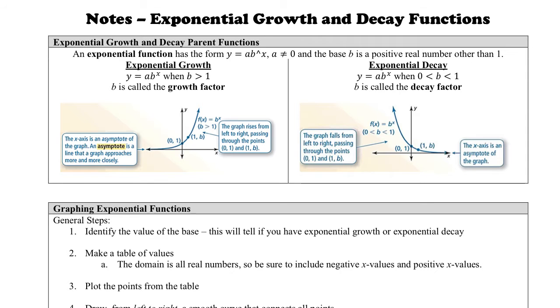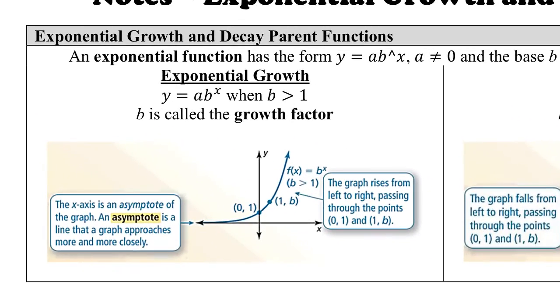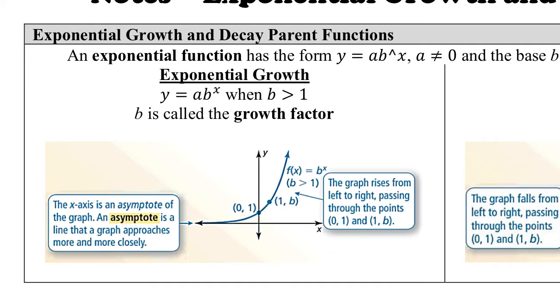Exponential growth and decay functions. Exponential growth parent functions. So growth, y equals ab to the x, happens when your b value, your rate, which is called the growth factor, is greater than 1. So what happens is if you look at the graph, it increases as you move from left to right.